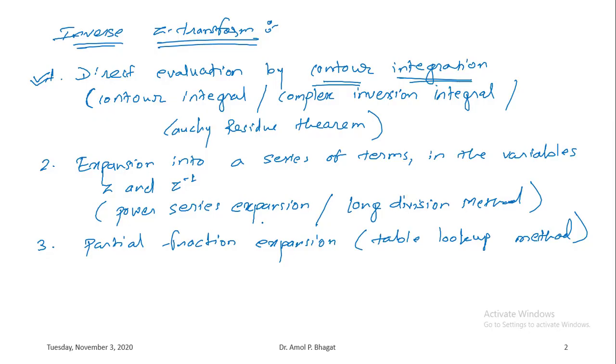As we have already seen, the inverse Z transform can be identified by using direct evaluation by contour integration. We've seen this one also, that is inverse Z transform by using power series expansion or long division method. And today we will be discussing the inverse Z transform by partial fraction expansion, which is also referred to as the table lookup method.